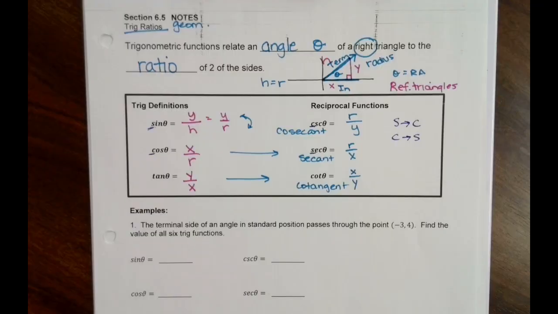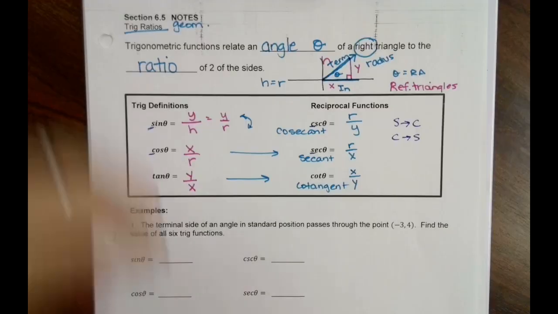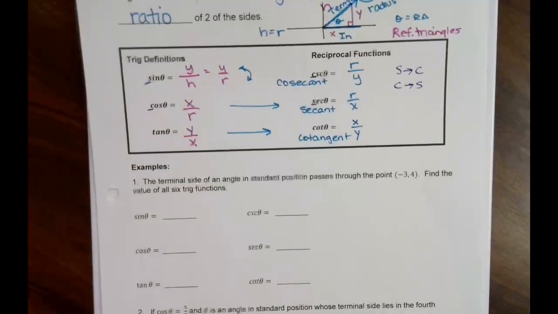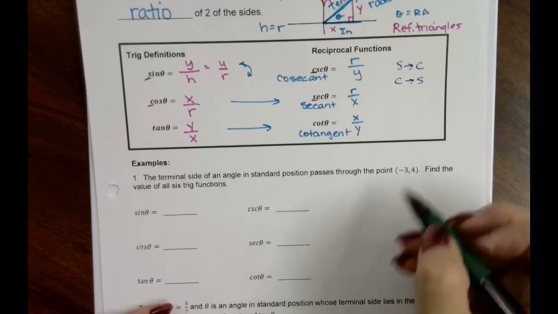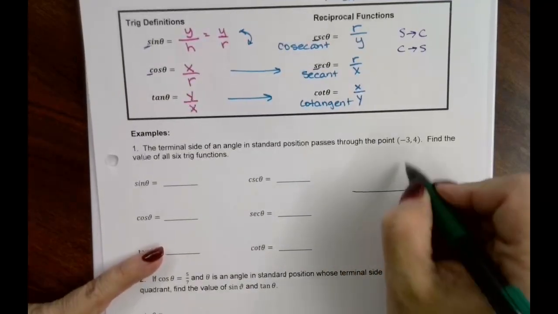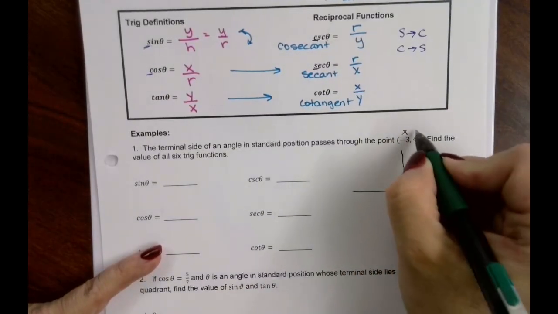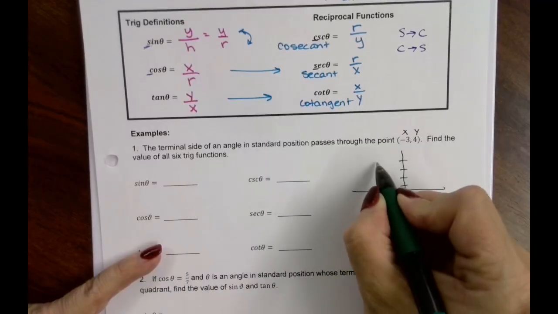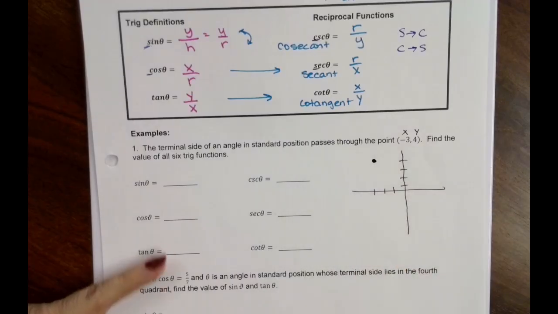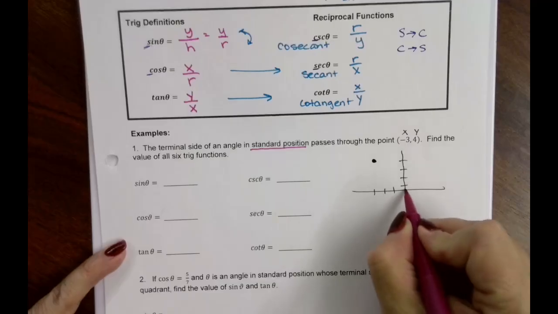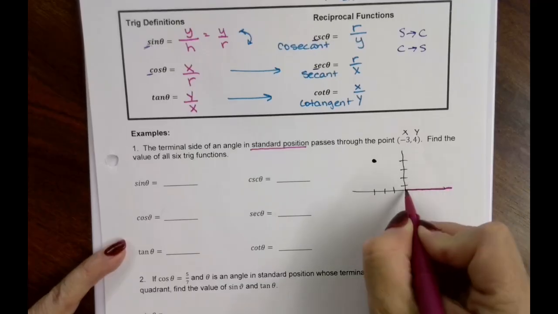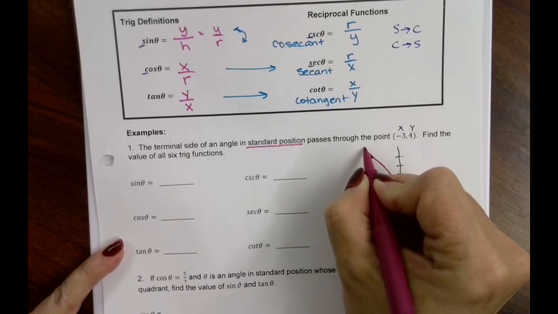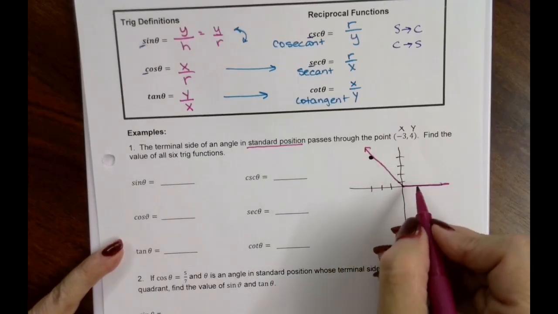Okay, so now that we know these ratios, we're going to go in here and solve these. This says the terminal side of an angle in standard position passes through the point -3, 4. So if I draw this coordinate plane, I know that this is x and this is y. I go over 3 and I go up 4, so I have a point right here at -3, 4. It says the terminal side of an angle in standard position. If it's in standard position, it starts at the positive x-axis and goes in this direction. So that's what my angle is going to look like.